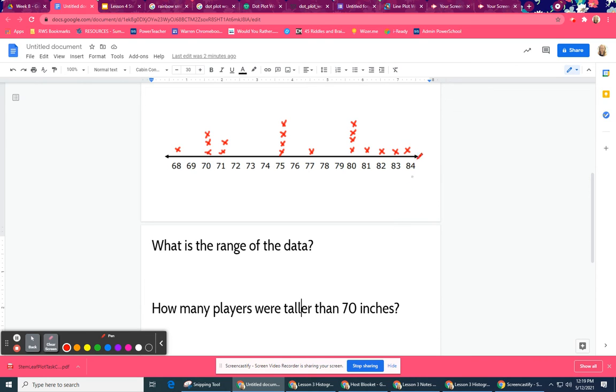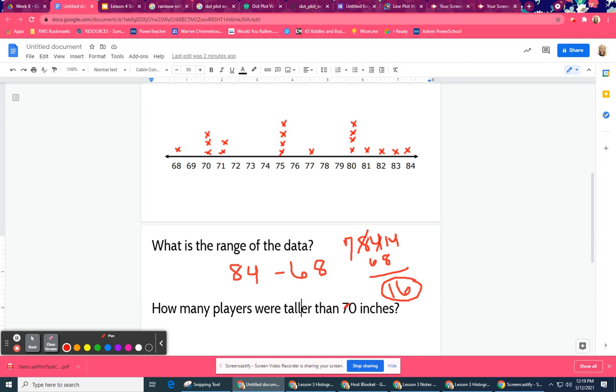So our largest recorded height was 84 inches. Our smallest recorded height was 68 inches, so you will subtract them. And I can't subtract them unless I stack them. Let's see. Borrow, make that a 7, make this a 14. That'd be 6 and 1. So your range is 16 inches.